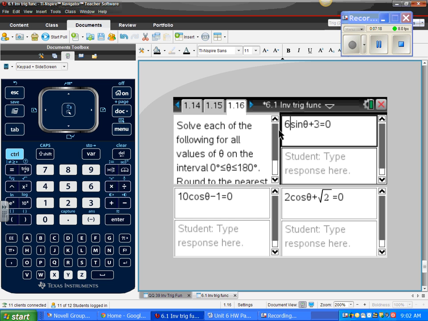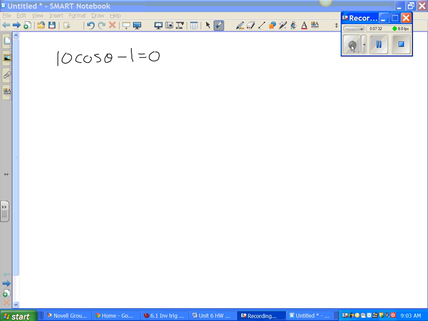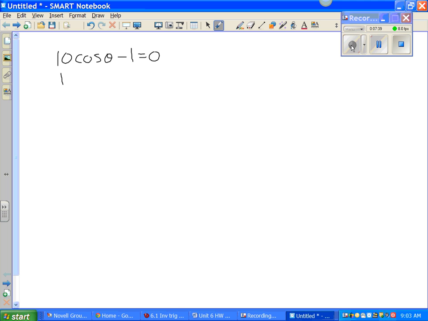Now, solve each of the following values for theta on the interval from 0 to 180. So what quadrants are we looking for solutions in? 1 and 2. Good. So are we at all concerned about third and fourth quadrants? Okay. So 10 cosine theta minus 1. Okay, guys, what's my first step? Add 1. Good. Remember, you have to isolate that trig function before you can take the inverse. Okay. So we're adding 1. Good. Divide by 10.